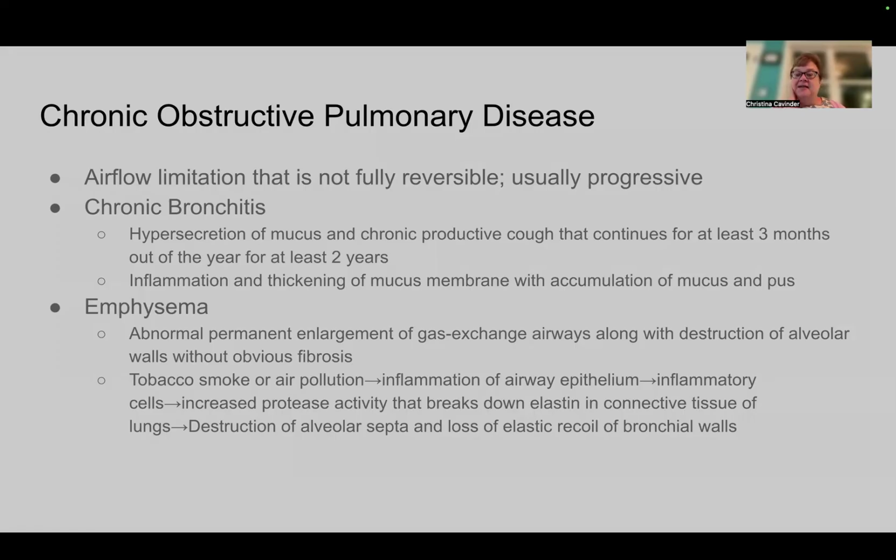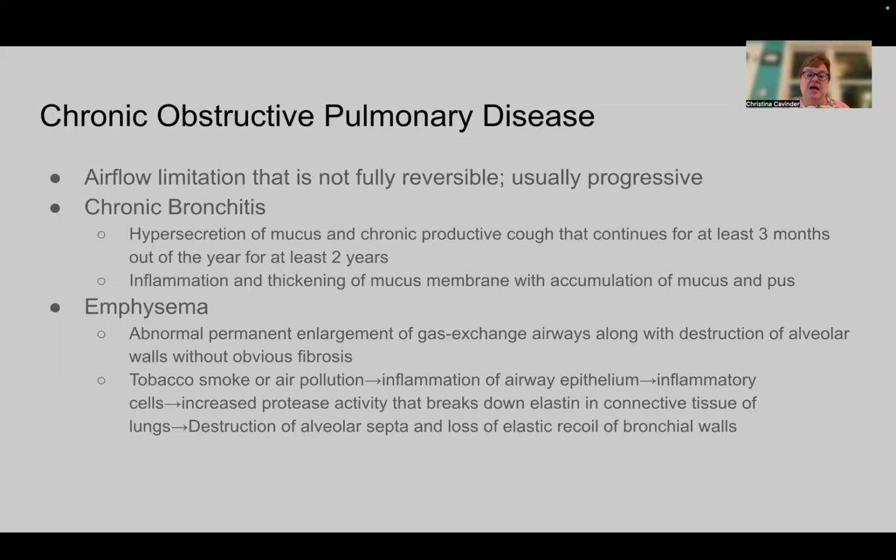But anyways, that can continue for at least 3 months out of the year for the past 2 years, which is how we diagnose chronic bronchitis. So you have inflammation and thickening of the mucous membranes, and so you have a lot of mucus, a lot of pus, just a lot of sticky stuff that you can't get rid of. So just a frequent cough. And it's a heavy cough. And sometimes you'll even hear it's productive, where you actually hear the mucus come up.